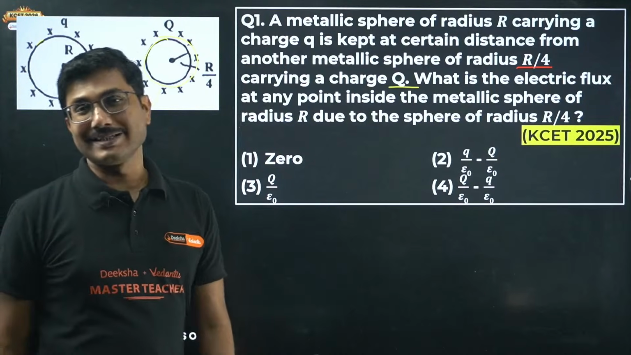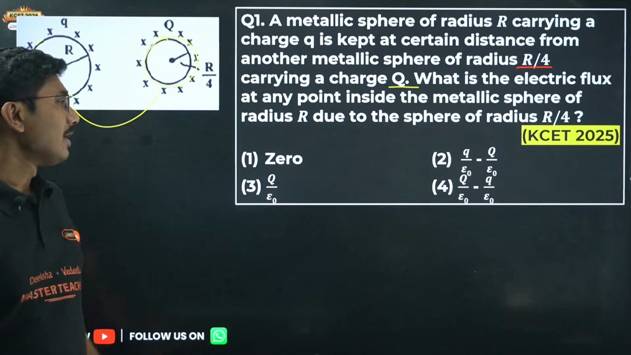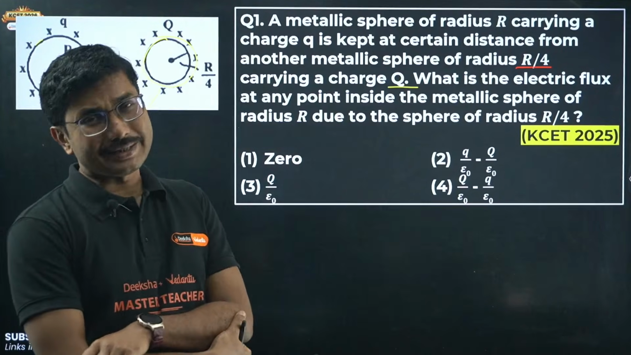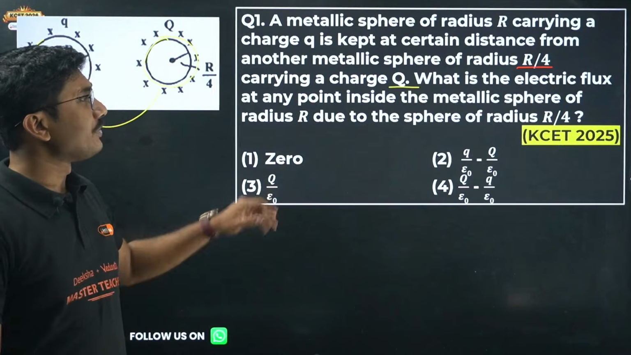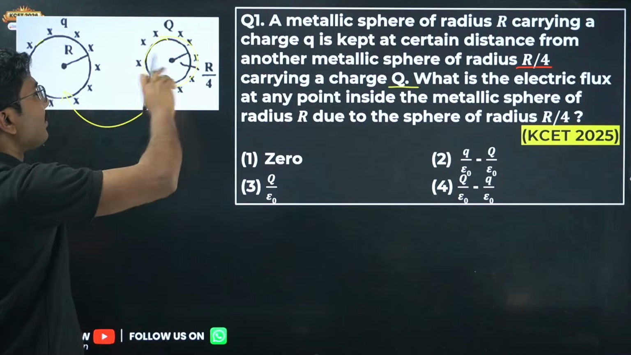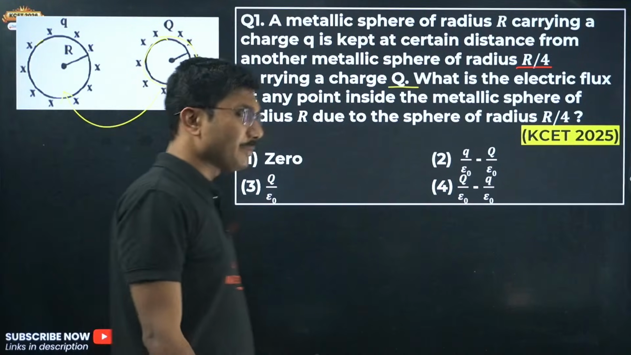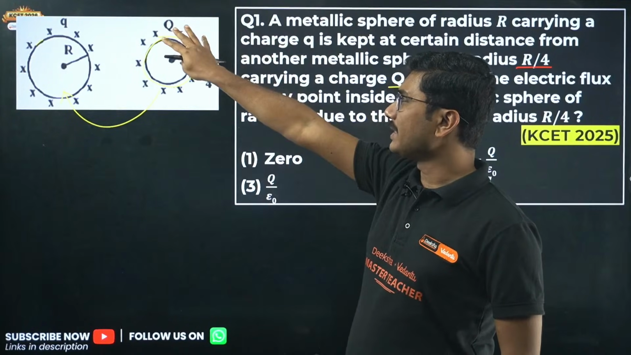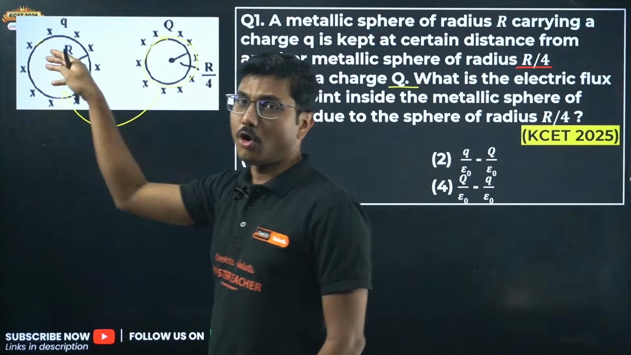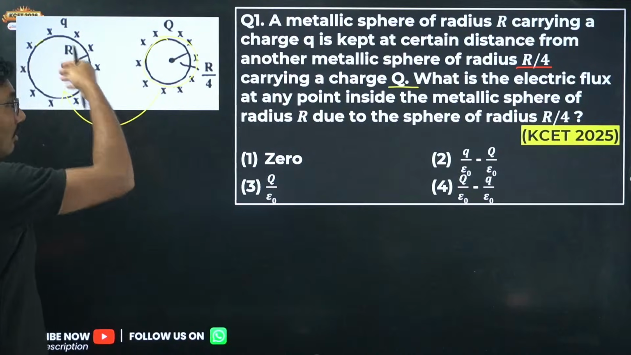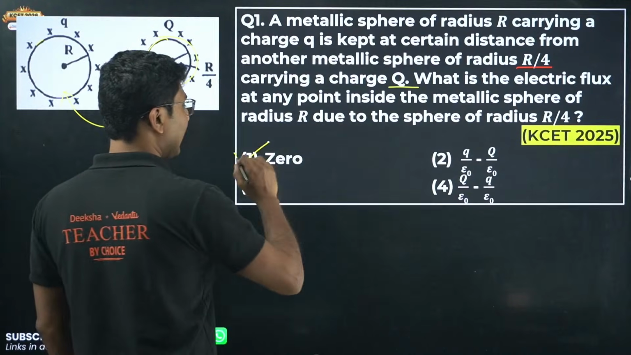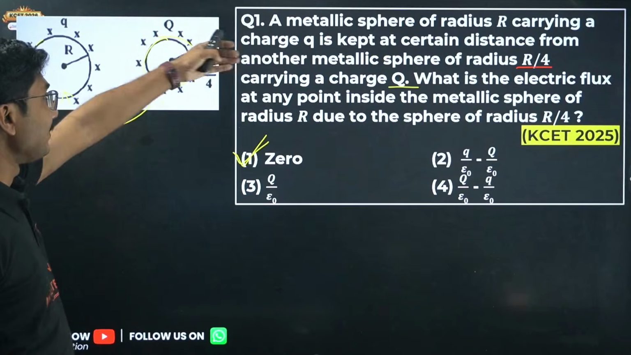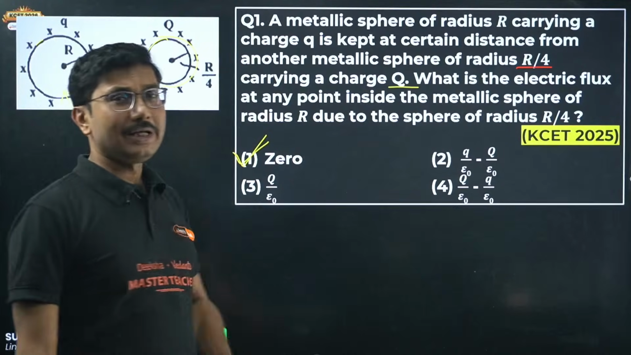Nowadays the questions in KCET do not come in ABCD format. This is the latest format, 1, 2, 3, 4, but some of the questions are there in both formats, ABCD as well as 1, 2, 3, 4. Here, because this sphere is completely outside the first sphere, no matter whatever charge is on it, the net effect of this sphere onto the other sphere will be 0. It does not matter what type of sphere it is, metallic or non-metallic, the answer will be 0.